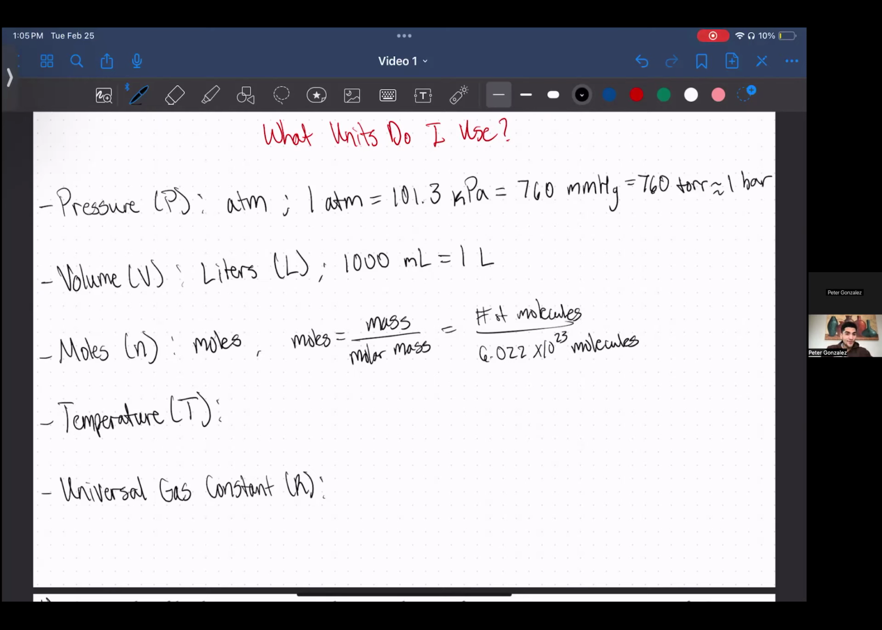Now, temperature, I really want to make a note of, because I've seen so many students that I've TA'd for lose points on exams for their temperature, because you have to use kelvins. You cannot use Celsius. Even if the problem gives it to you in Celsius, it is just trying to trick you, which sucks, and it's mean that they do it, but it happens nevertheless.